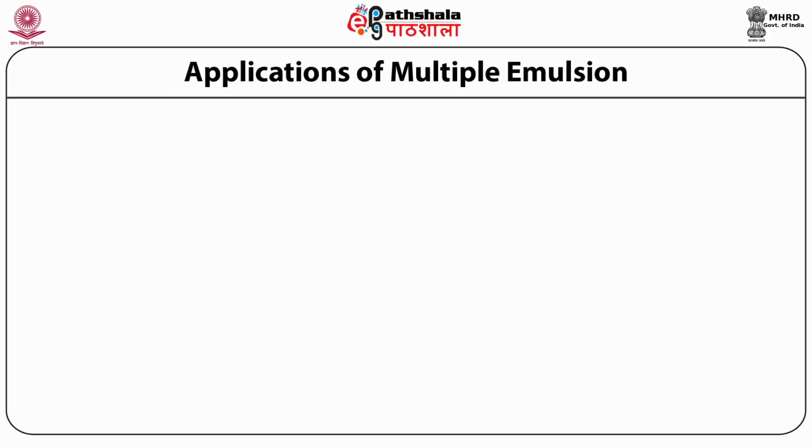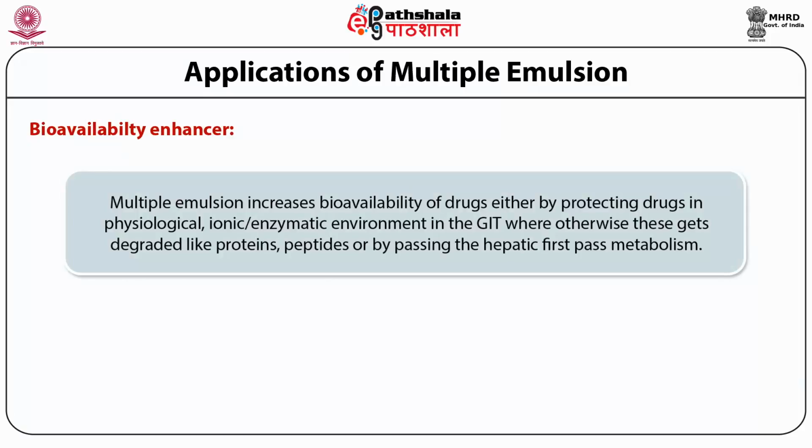The third application of multiple emulsion is a bioavailability enhancer. The multiple emulsion system can be used as a bioavailability enhancer. They increase the bioavailability of various drugs either by protecting the drug in physiological or enzymatic environment in the GI tract, where otherwise these drugs get degraded, like protein peptides, and they can also protect the drug from hepatic first pass metabolism. Multiple emulsions are used to enhance the bioavailability and also prolong the drug delivery of various compounds in biological system.